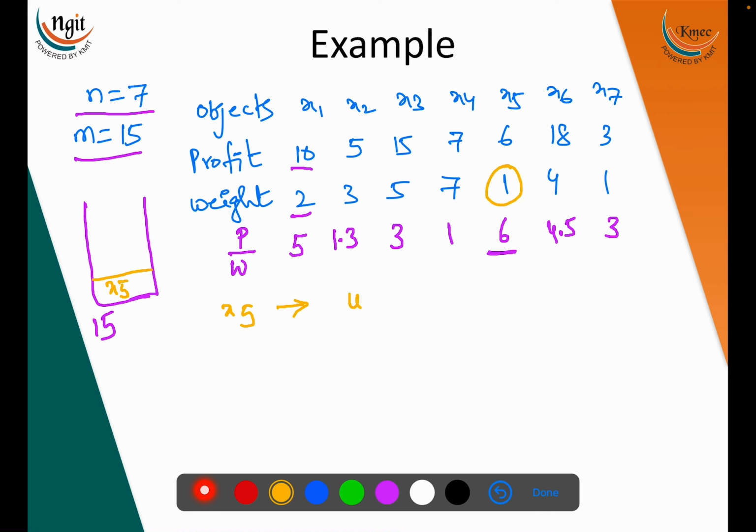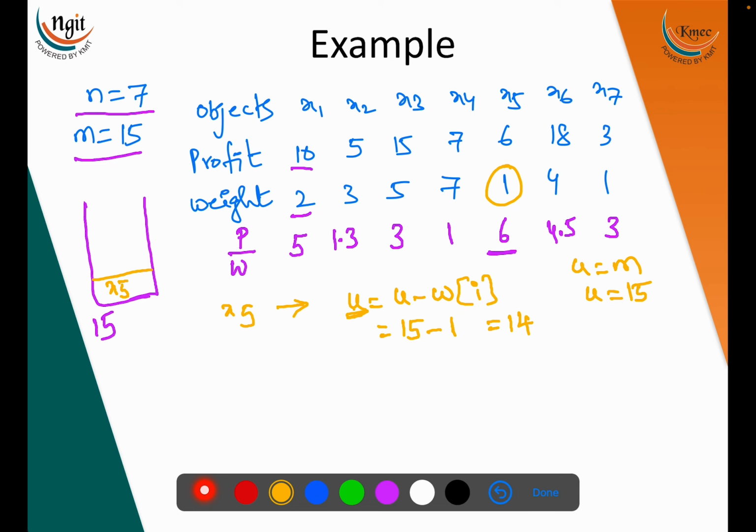Total bag capacity U is equal to U minus Wi. U is M. As far as the example is concerned, U is equal to 15. Now 15 minus W of I, where I is the item placed inside of the bag. So Wi means W5, and W5 is 1. 15 minus 1 is 14. Now your bag capacity after placing X5 is 14 kgs.